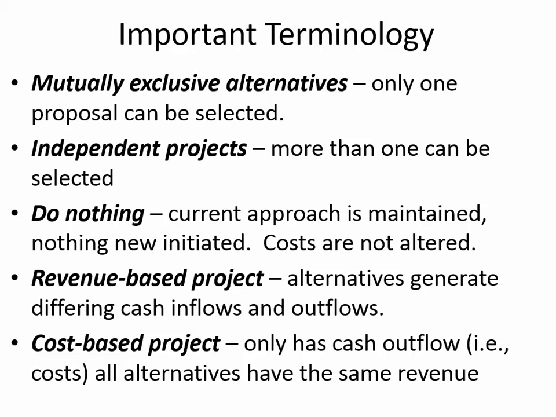If you already have an excavator that's working okay, but maybe it's not as big as you would like, or it's not as shiny as you would like, the do-nothing alternative means keep your existing option. And we've just talked about revenue-based projects and cost-based projects. So are there any questions so far about the concepts we've discussed on decision-making?